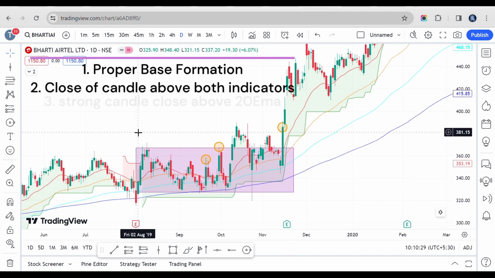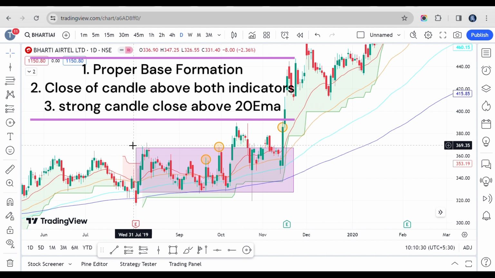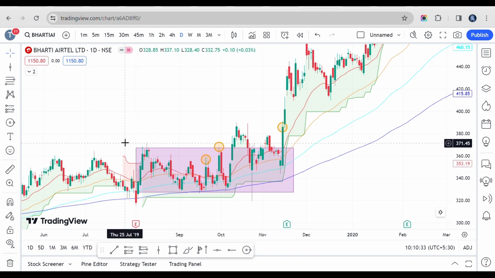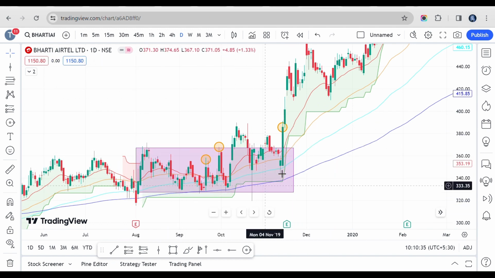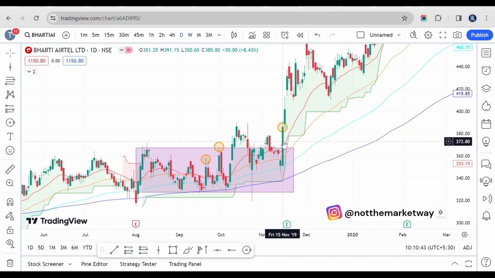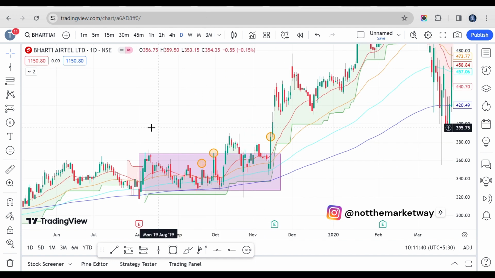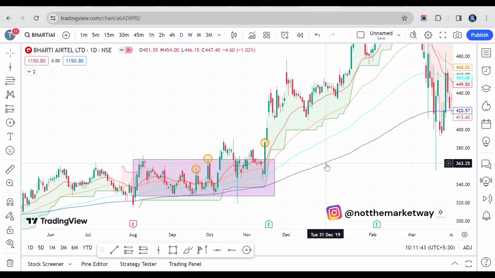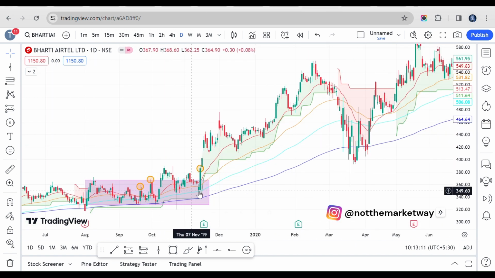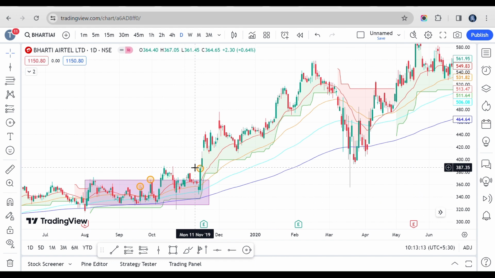Let me repeat the criteria again. The first point is you need to have a base like this, a group of candlestick formations at one point. The second point is you need to have a close above both the indicators. The third point is you need to have a strong close of the candlesticks above the 20 EMA. And these three points are enough for our buying strategy to get triggered. And let's see how the stock moves after the buying triggers.